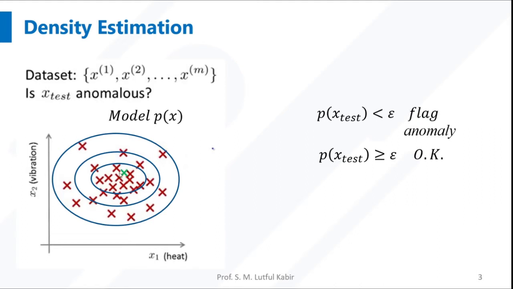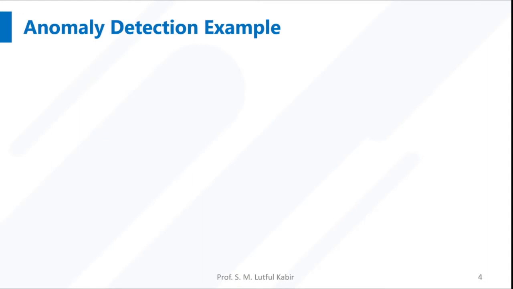One example is this one, which is a good one. Another example is this one, which is an anomalous one. And this one is anomalous because this point is outside the boundary. That means its probability is less than a set epsilon.